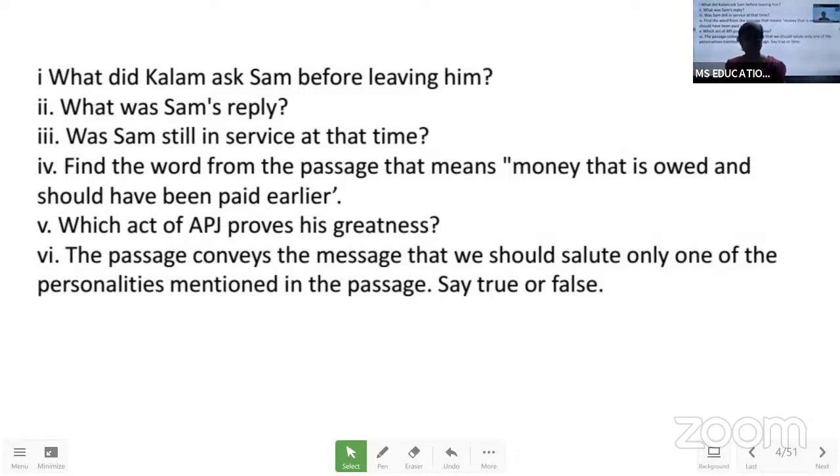Yesterday, I had been explaining to you regarding comprehension. In comprehension, each question carries 1 mark, and that means the answer should be very precise. One word or one sentence only. Do not write lengthy answers, because when you write lengthy answers, the answer may be there, but that doesn't mean you have comprehended the answer.